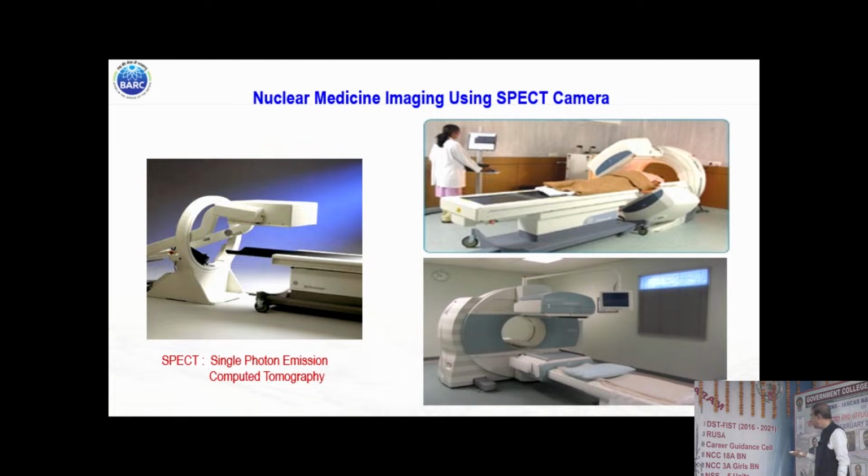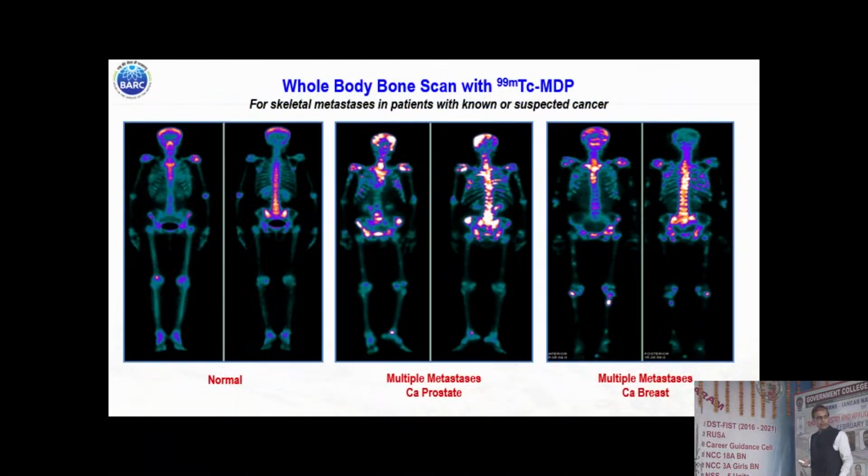See, the patient is lying here. I told you the patient himself or herself is the source, because we have injected the radioactive preparation in the patient's body, and whatever radiation is coming out is detected by both detectors. So, this technique we call SPECT, single photon emission computed tomography, and what we get is this kind of images which I have already shown.